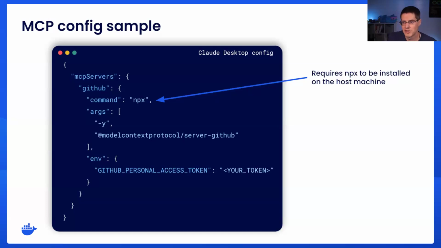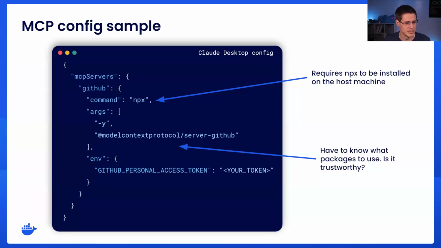But a lot of other MCP servers use UVX, which means I have Python. Well, what versions of Node? What versions of Python? Is this the package that I actually want to use? Is this coming from a trustworthy source, et cetera? Is this the canonical GitHub server? And then also, there's this environment variable down here, and it doesn't feel secure to just put my credentials directly into my config file. And this is Claude's config, but if I want the same MCP server for VS Code, I've got it copied over there as well.